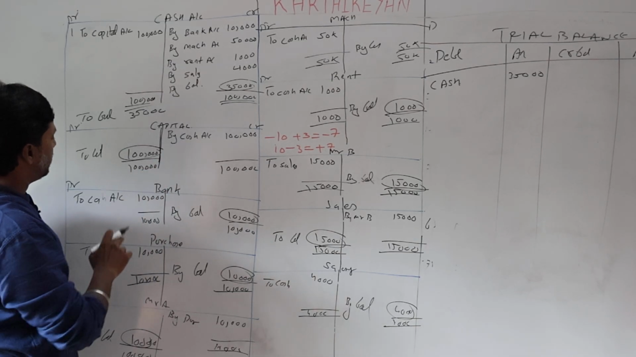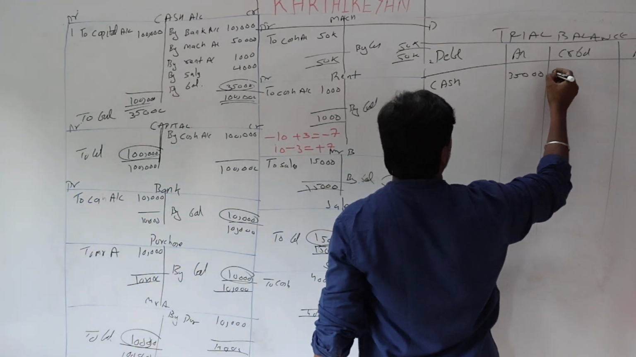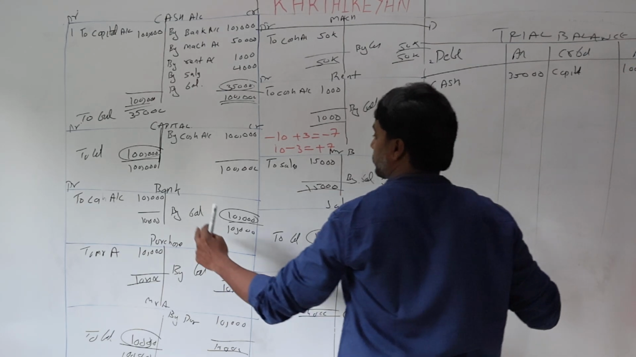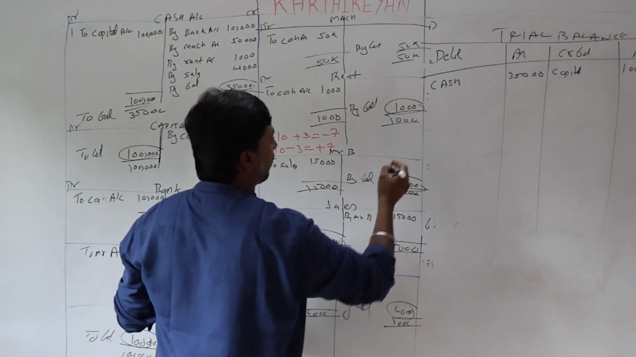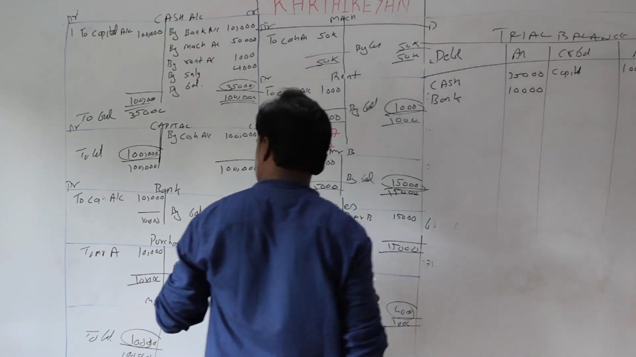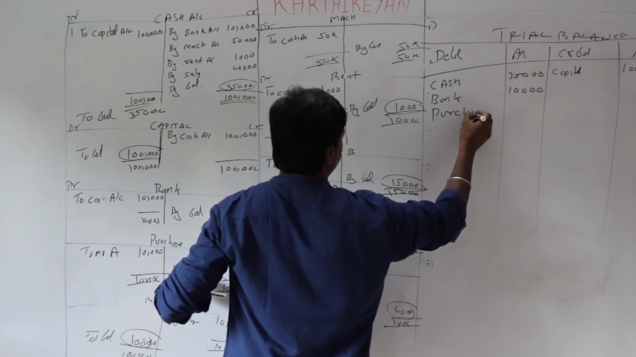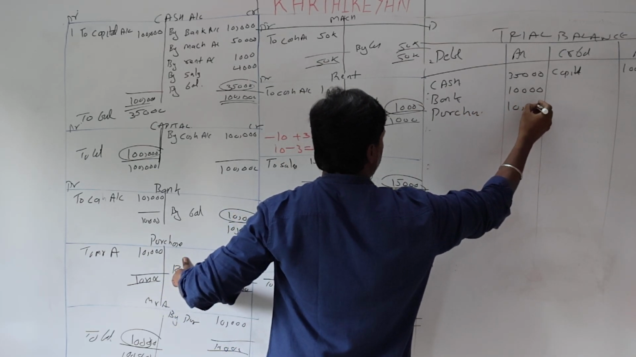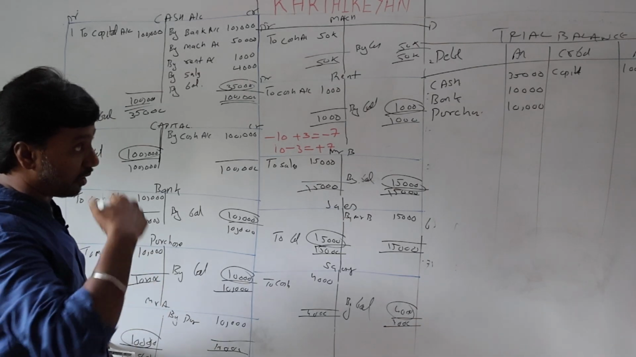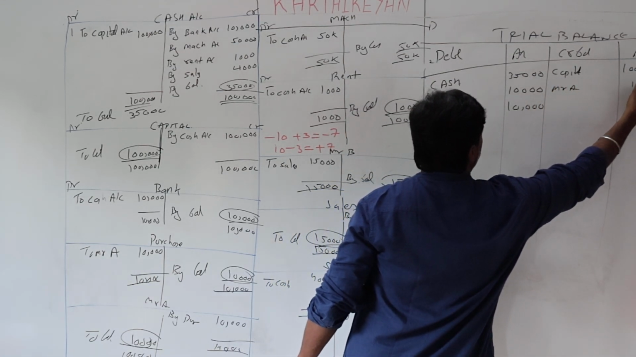Similarly, look at capital. The difference you have written on which side? Debit side. Here it will go to the credit side. Capital, 1 lakh. Next is bank. The difference is written on the credit side. I'll write on the debit side. Bank, 10,000. Purchases, credit side. You'll write that on the debit side. Purchase, 10,000. Mr. A, the balance is on the debit, so I'll write on the credit. Mr. A, 10,000.